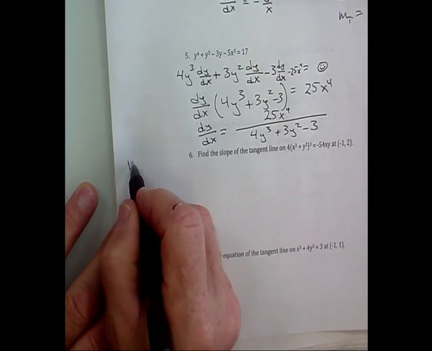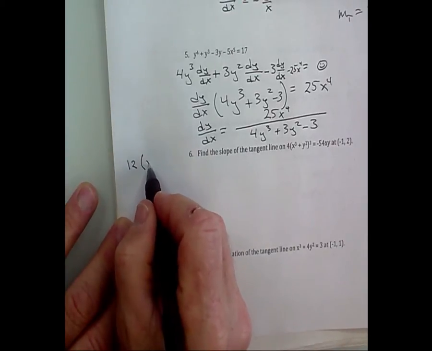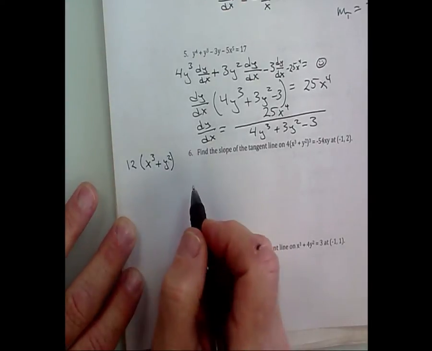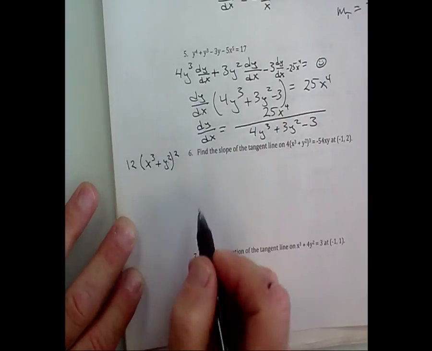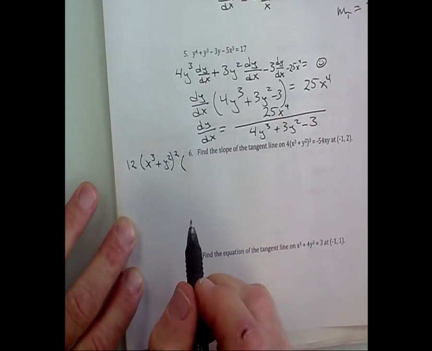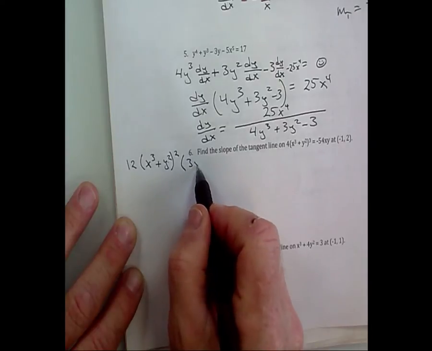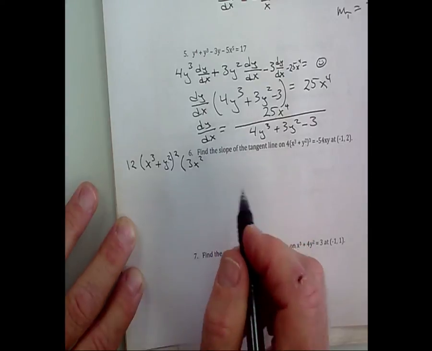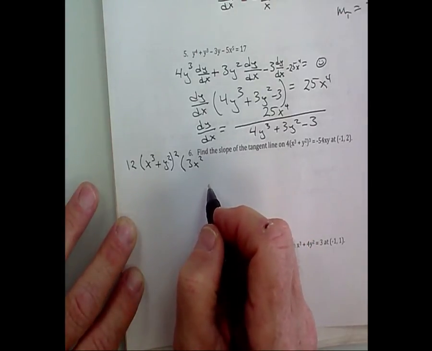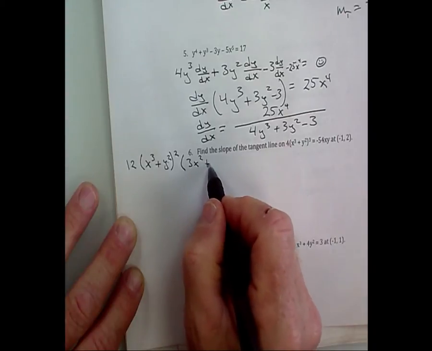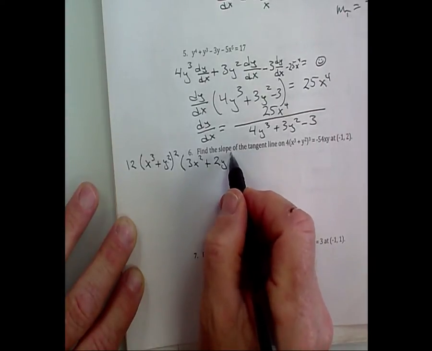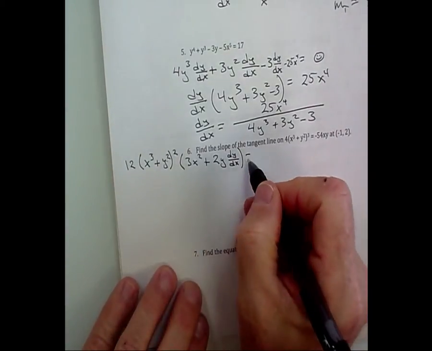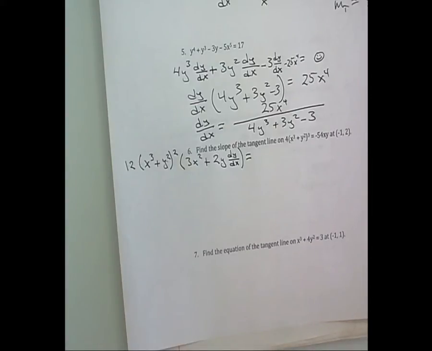So tell me what to write here. So 12 times the quantity x to the 3rd plus y squared, and then squared, times 3x squared. And there would be a dx over dx here, correct? Plus 2y, and then dy over dx. Equals, correct? Yeah. Okay, Jack.